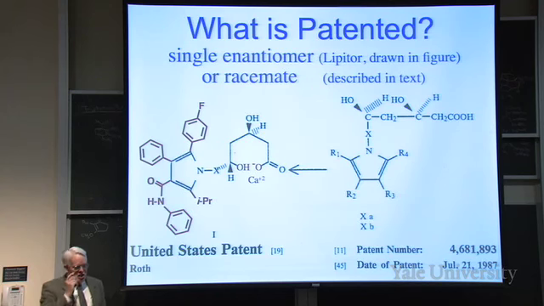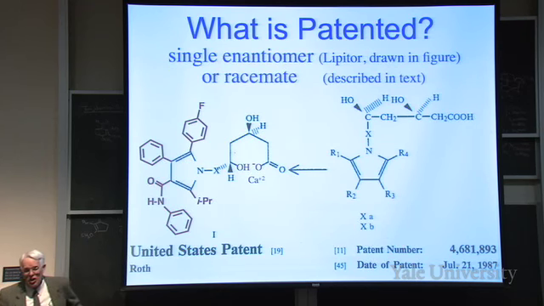But the question is, did this patent cover the single enantiomer, which is what the picture shows, although it doesn't show it very well? Why not? If you were drawing this structure on the top right, would you draw it that way? How about that carbon?